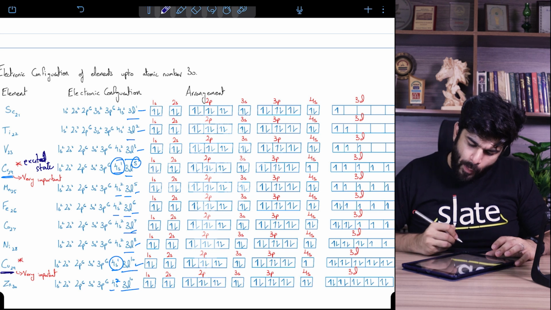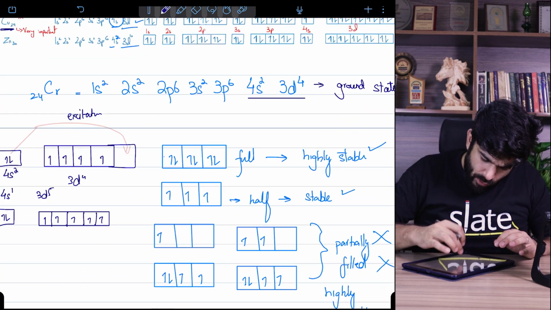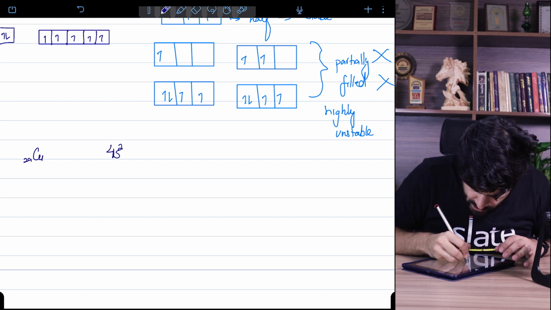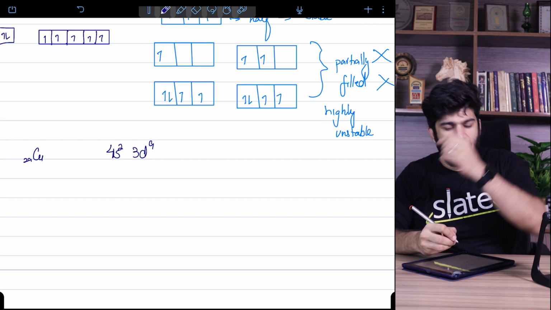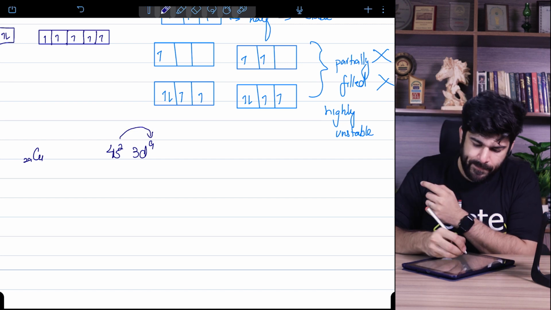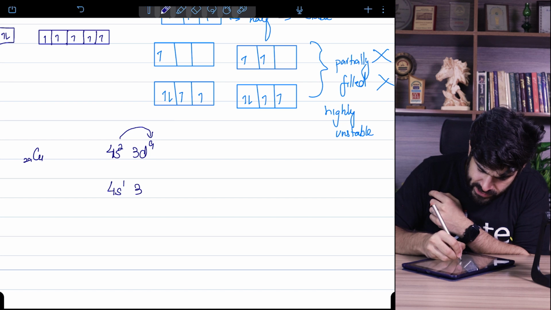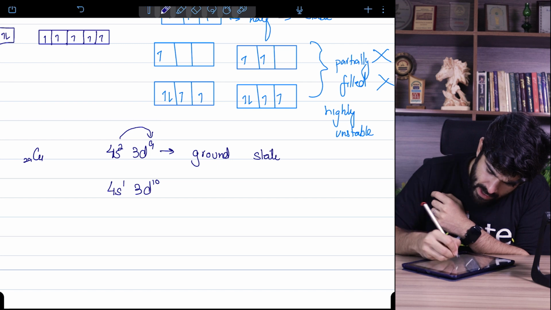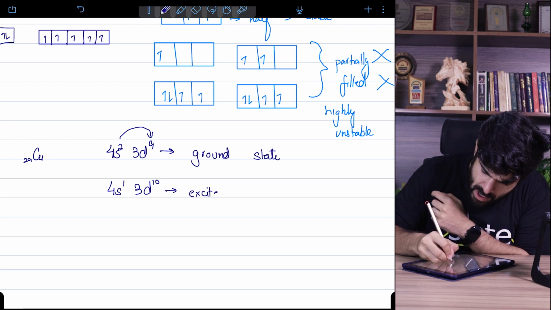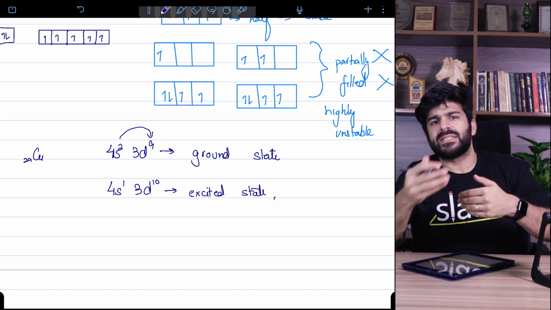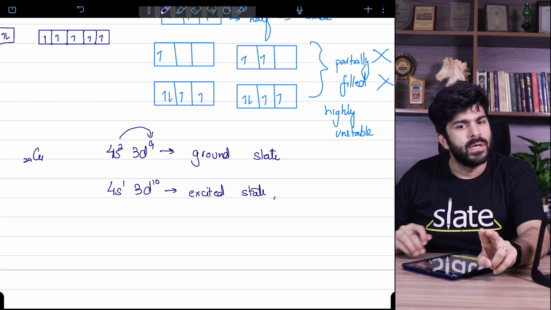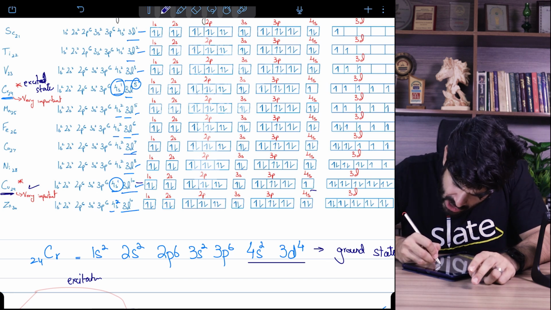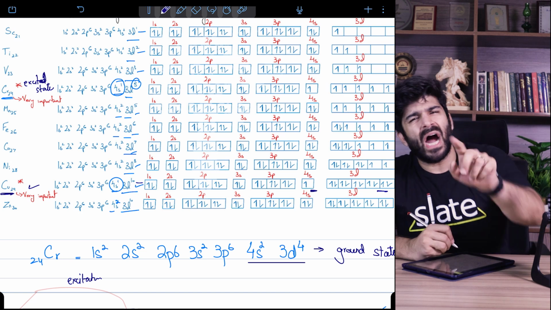Likewise, in the case of copper, it was 4s2, 3d9. So one electron from 4s goes to 3d and that makes it 4s1, 3d10. This is the ground state and this is the excited state. Same concept happening for both copper and chromium. These are commonly asked and you are supposed to make the excited state. Look at this. Half 4s, completely 3d. We can't do it for other ones.